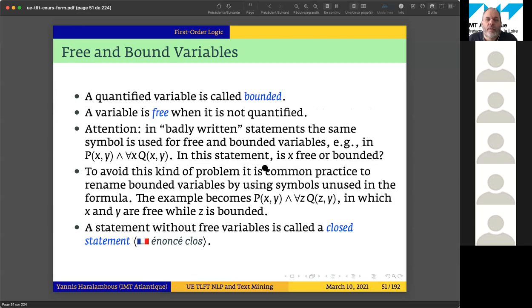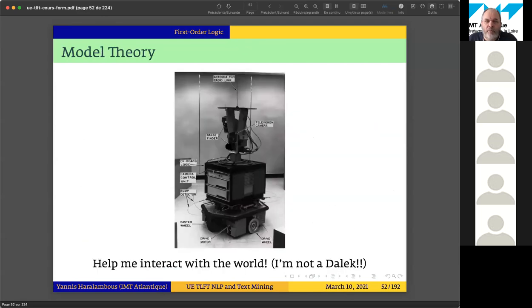Okay. Now, I gave the example of this robot, which looks like a Dalek, but it's not a Dalek, so it's not evil at all. And the idea is that logic can be used as a decision process of the robot. The robot gets input from the outside world and has to decide what the next action will be. And this can be done through logic formulas. It can also be done probabilistically. Today, such a robot will probably have a neuronal network to take decisions. And at that early stage in the 70s, it would be a logical approach.